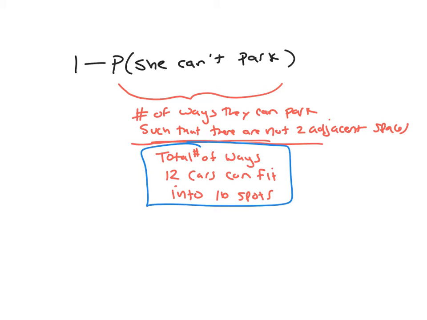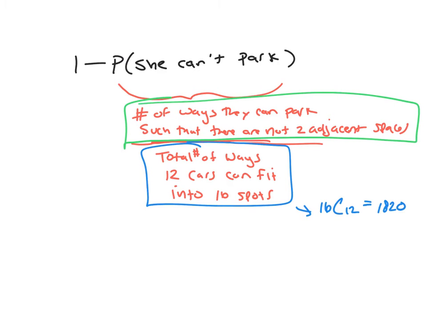So this in blue we do know, because there are 16 spots and you're going to choose 12 of them to have cars in them. So this here is going to be 16 choose 12, which happens to be 1820. What we want to find out is this, and this is where we have to think a little bit about how to count the number of ways that they can park their cars such that there are not 2 adjacent spaces.